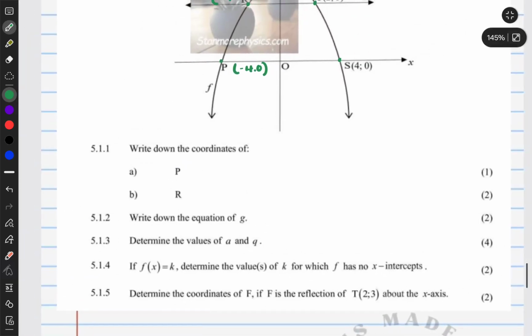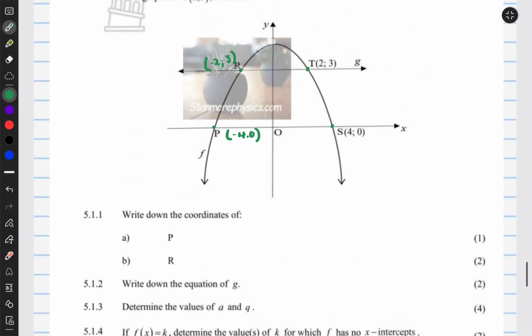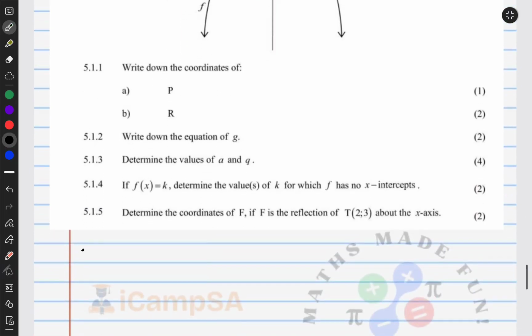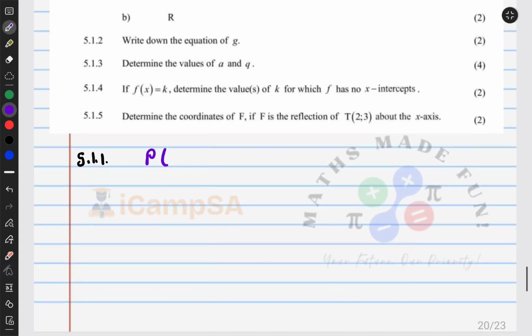Oh, okay, would you look at that? We are asked first thing first about the coordinates of P and R, which is what we've just written there. Coordinates of P are what? Minus 4 and 0.